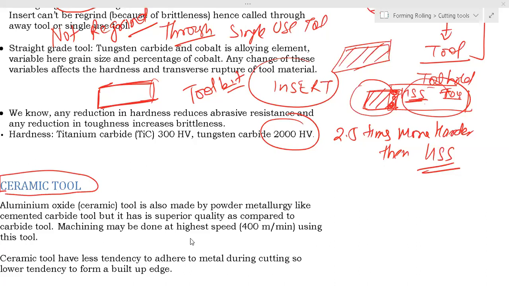So tell me, by which process is the carbide tool made? What is the hardness of the carbide tool? Why is cobalt used? Why can we not regrind it? Why is it called a throwaway insert?